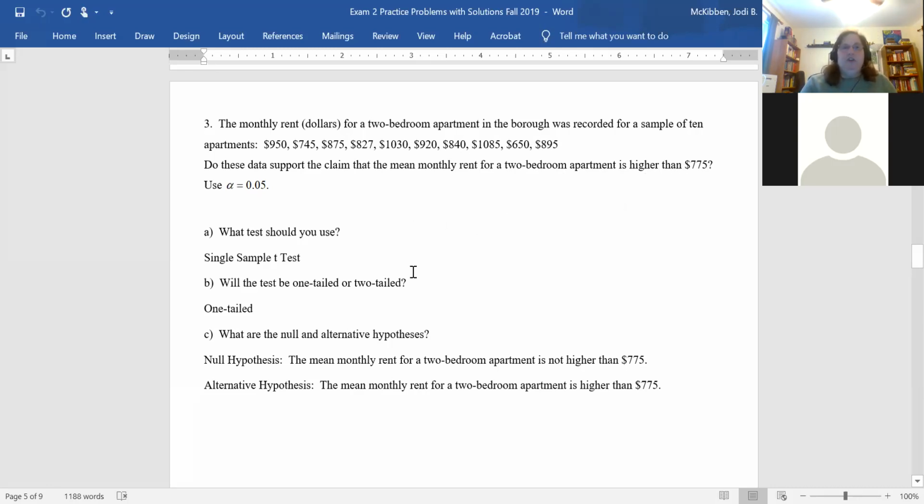Alpha 0.05. So this says single sample t-test, which means I'm comparing a sample to a population. Where is the mu? Think about it for a second. Where is the mu?